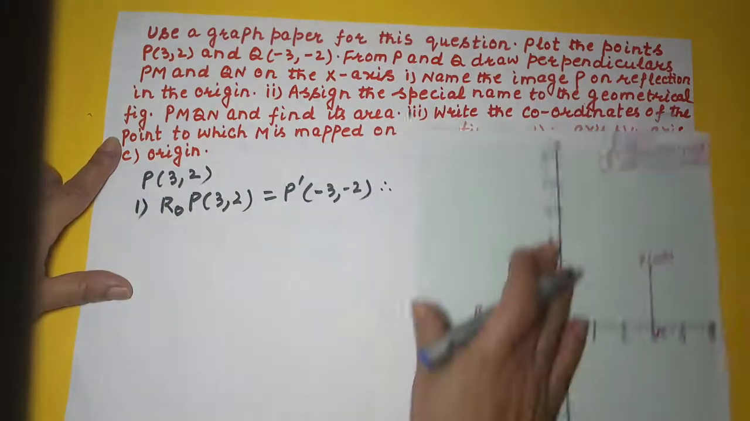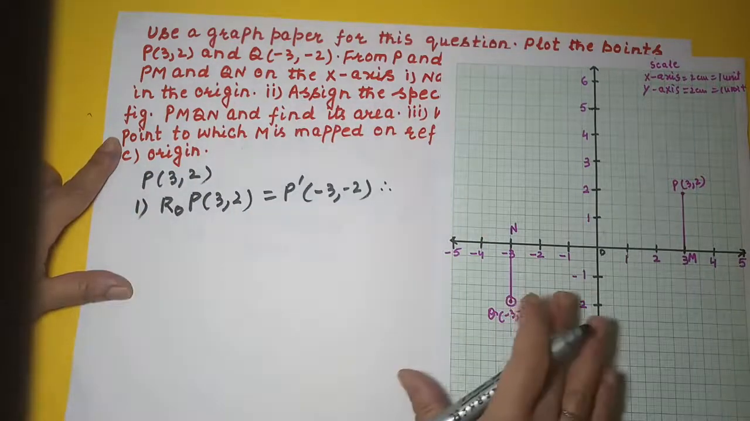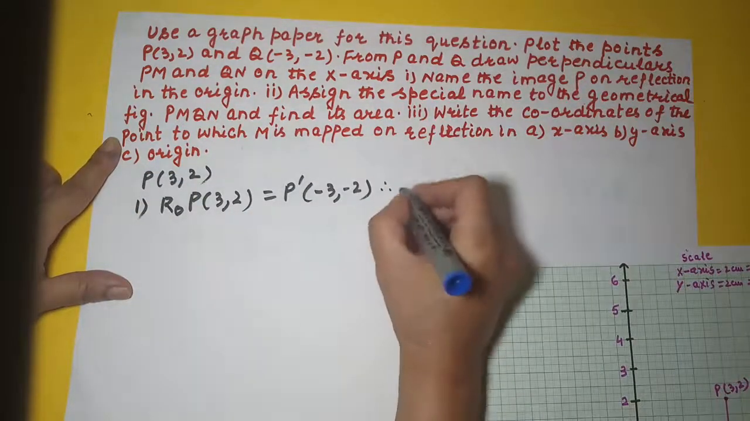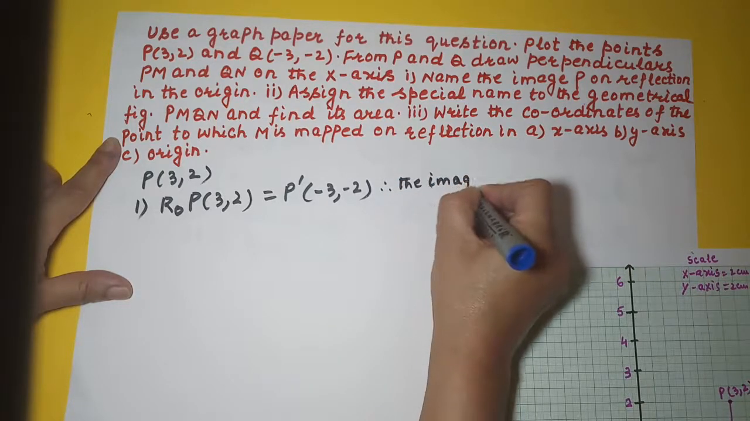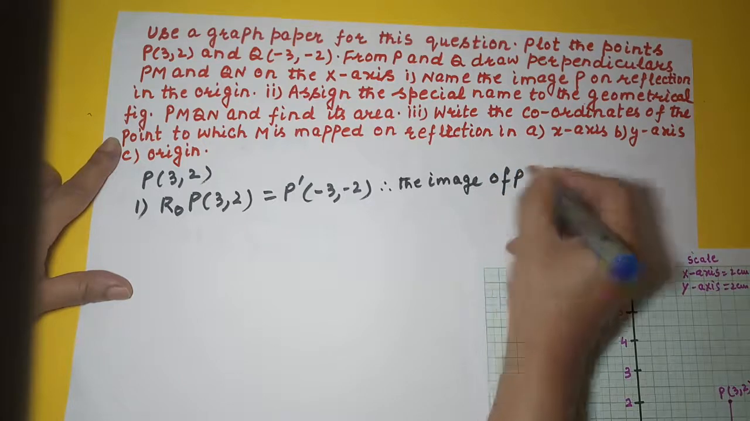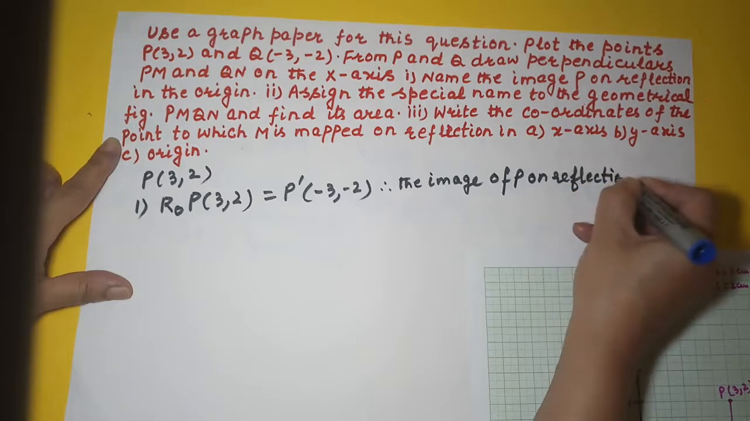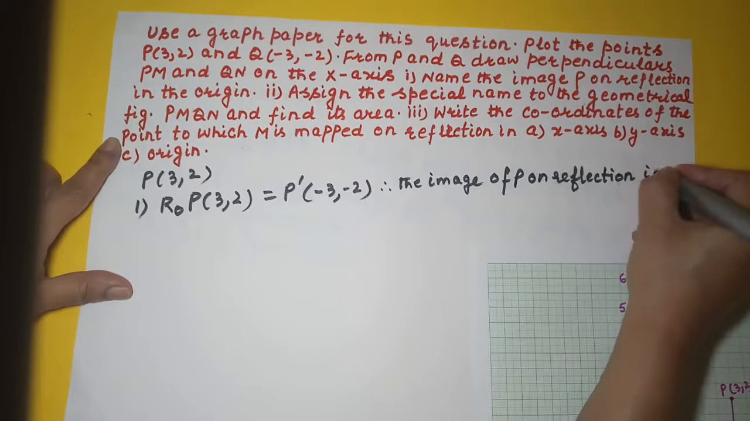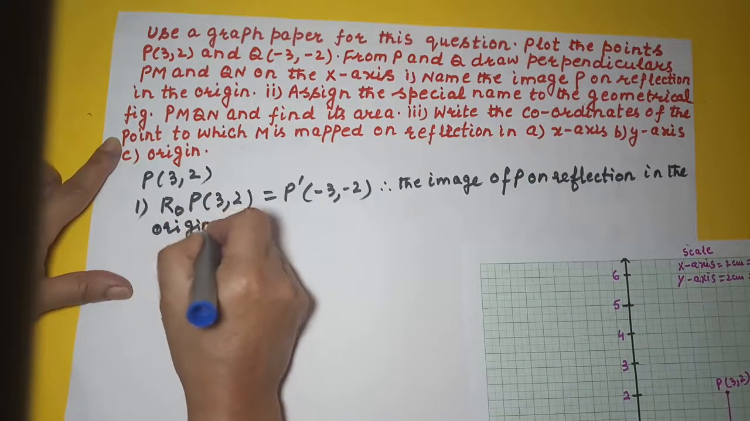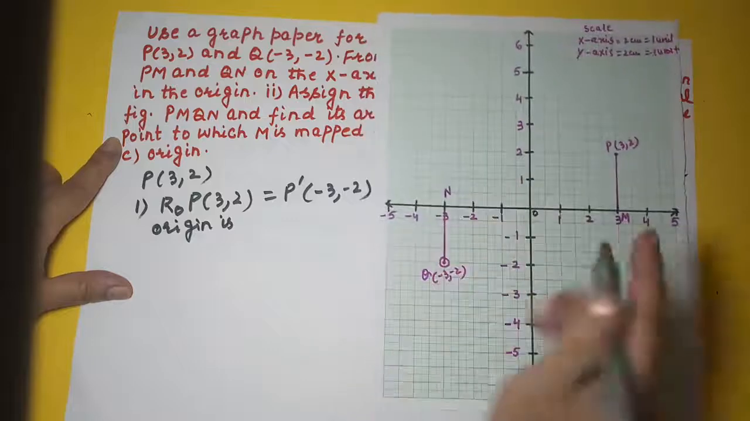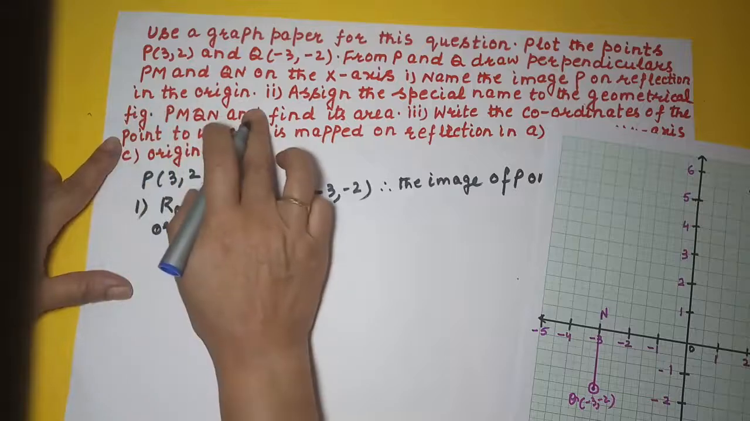You should never write anything on your graph paper. You should write your answers on the answer sheet provided to you. So I will write, therefore, the image of P on reflection in the origin is point Q, right? I have answered the first part of the question.